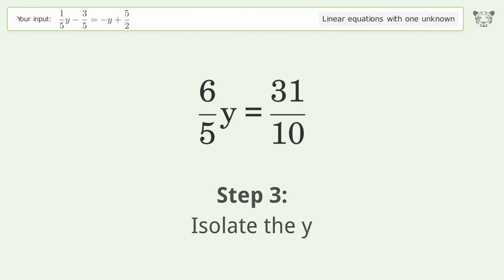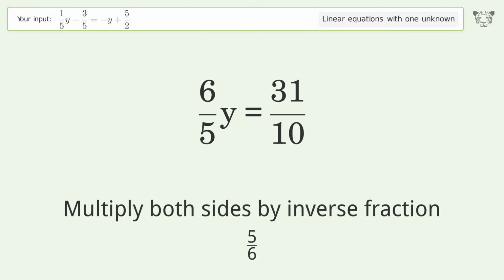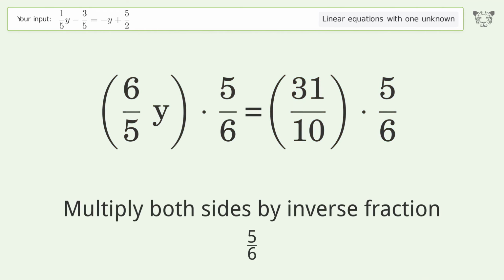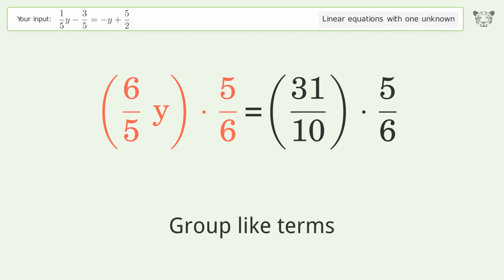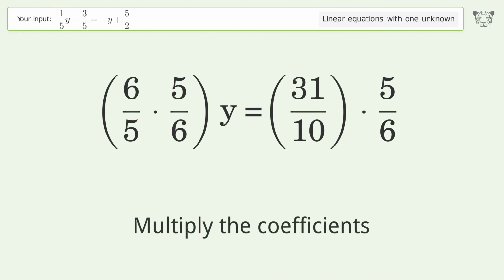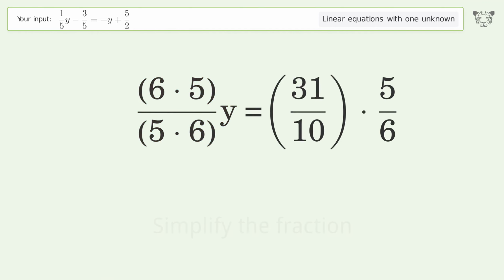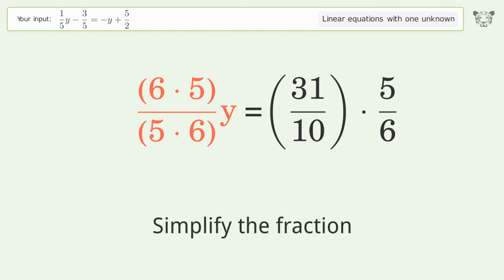Isolate the y. Multiply both sides by inverse fraction 5/6. Group like terms. Multiply the coefficients. Simplify the fraction.